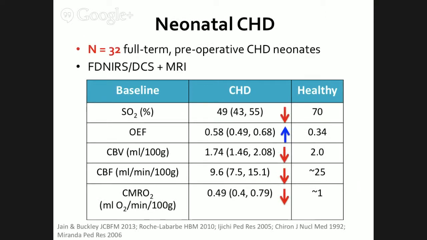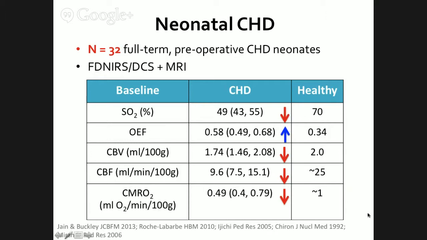We characterized baseline preoperative hemodynamic parameters for the first time in a cohort of 32 neonates with congenital heart defects. Most of these babies had either hypoplastic left heart syndrome or transposition of the great arteries. Here I'm showing the median and interquartile range of all the parameters we measured, and a mean value for healthy babies that I found from literature. What we see is that SO2 is substantially decreased in these patients by about 20 points. Oxygen extraction is increased, and then blood flow, blood volume, and oxygen metabolism are all depressed as well.